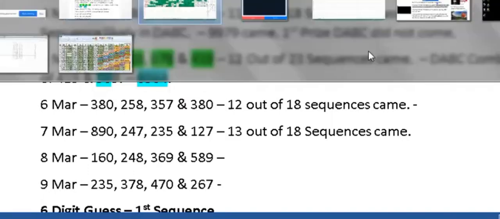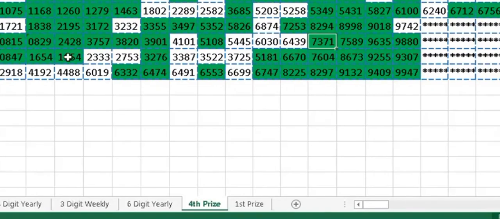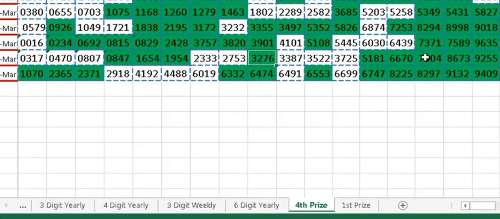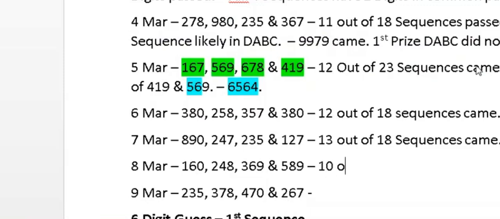So 7th of March, instead of 12, 13 sequences have come. And on the 8th, 10 out of 18 sequences.